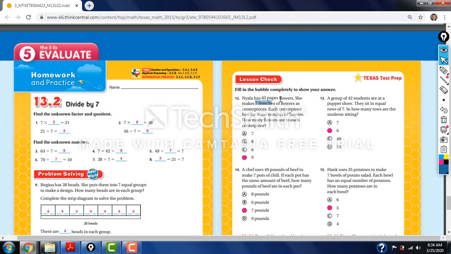And make sure you're highlighting, make sure you're doing your test taking skills and working out these problems. Here's another one. Groups of 42 students are in a paper puppet show. They sit in equal rows of 7. So there's your division sentence. 42 divided by 7 equals 6.